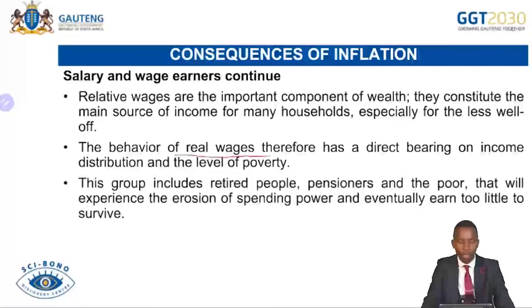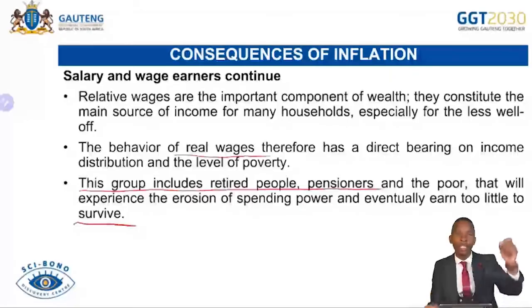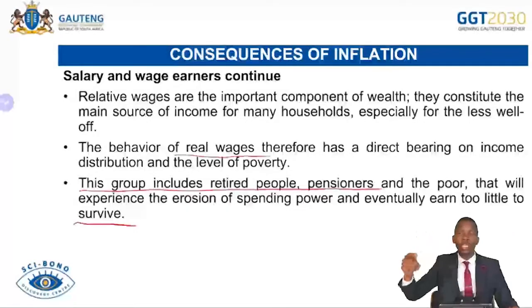This group includes retired people, pensioners, and the poor. Those people earning fixed income are mainly affected by inflation. Those receiving stable income, we talk about retired people, people earning pensions, will experience the erosion of spending power and are eventually less likely to survive. As inflation increases, the income remains constant, the buying power decreases, they afford fewer goods and services in the economy, and poverty increases drastically within the economy.